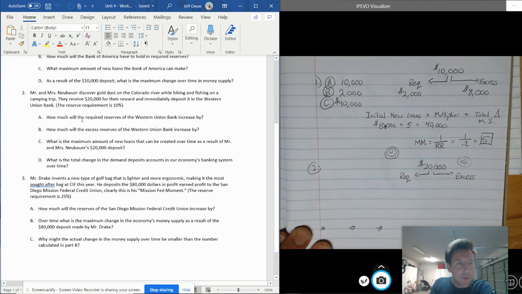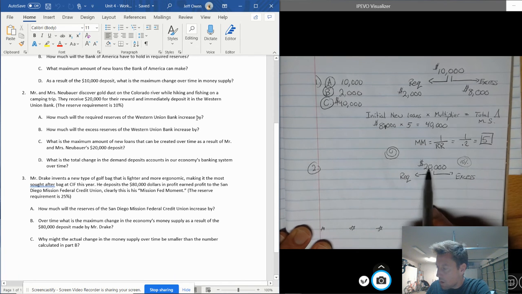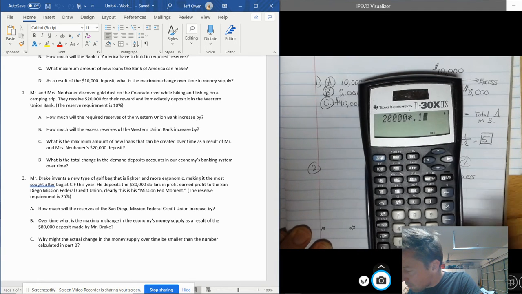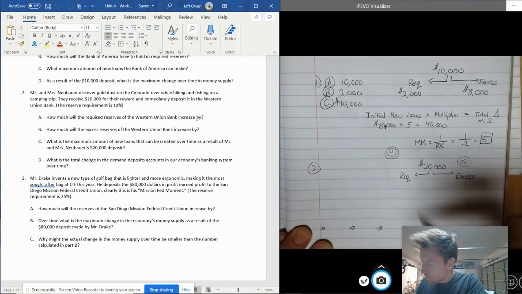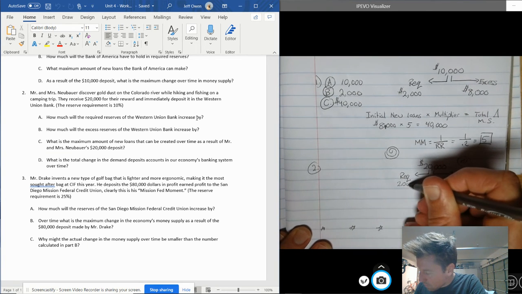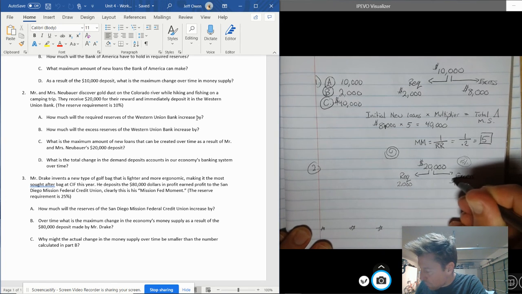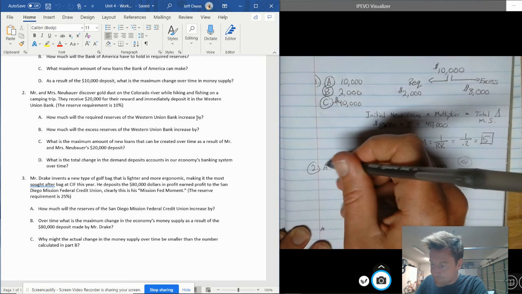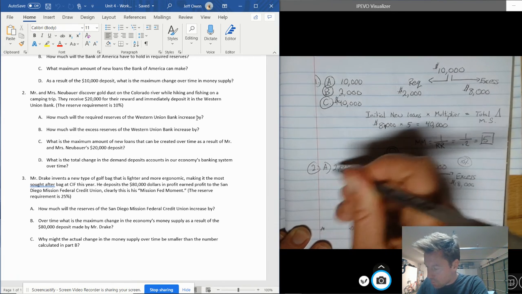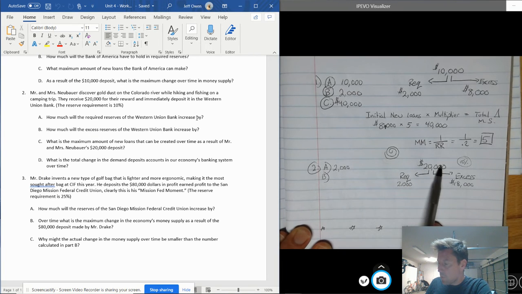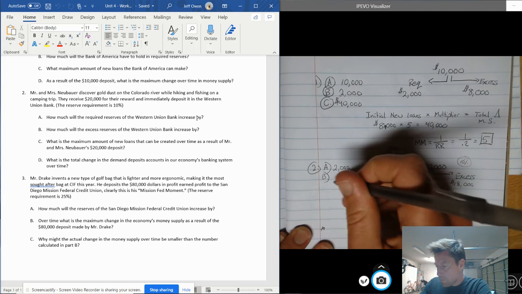All right. How much will the required reserves of Western Union increase by? 10% of 20,000. Yeah, I'm just going to check that just in case. 2,000 bucks. So our required reserve is 2,000, which means 20,000 minus 2,000 will leave an excess reserve of 18,000. So 2A, 2,000 bucks. 2B, how much will the excess reserve increase by? 18,000. Required reserve was 2,000. 20,000 minus 2,000 is 18,000.